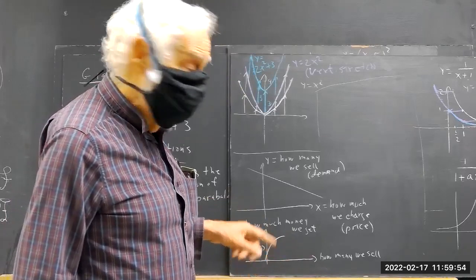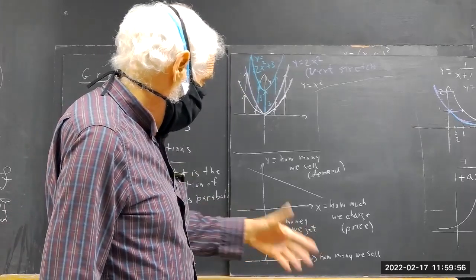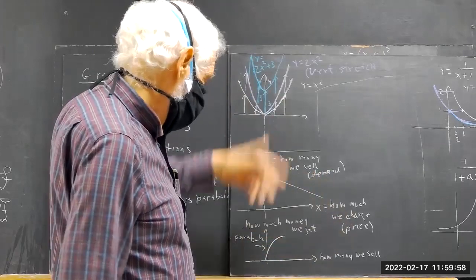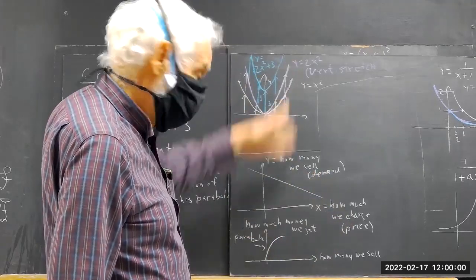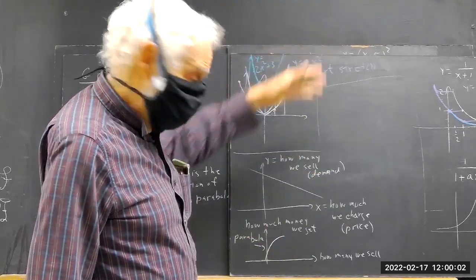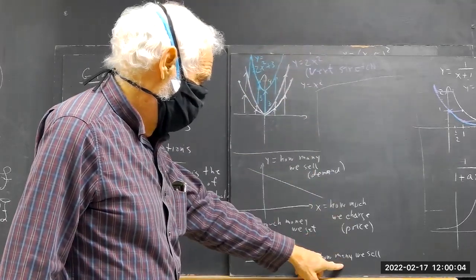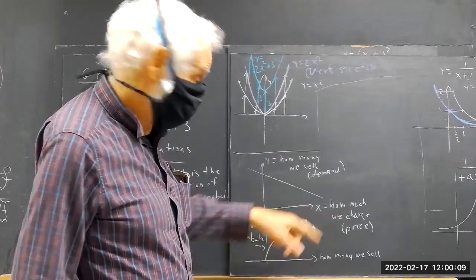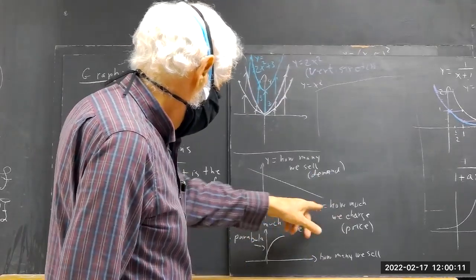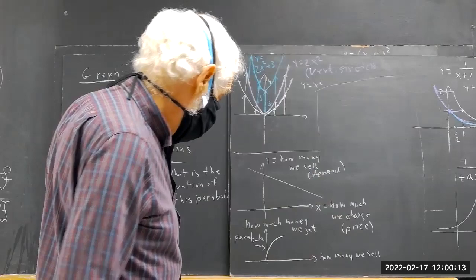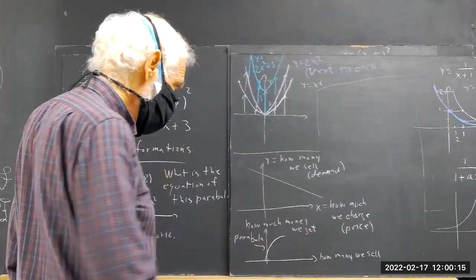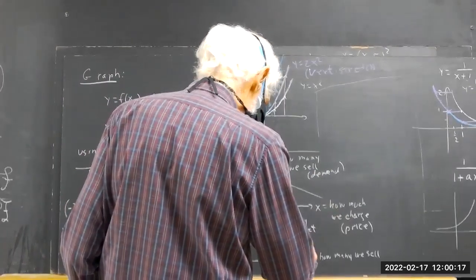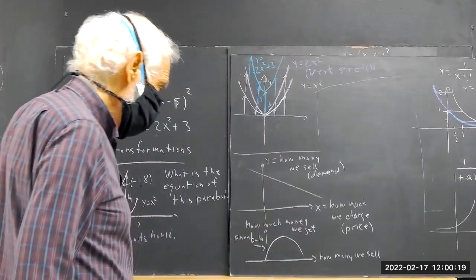If the number we sell didn't matter, but the price didn't matter, we'd have just a straight function that went up like this. But since selling more means we charge less, because the less we charge, the more we sell, the graph curves like this. And I can prove this, but I'm not on it right now.